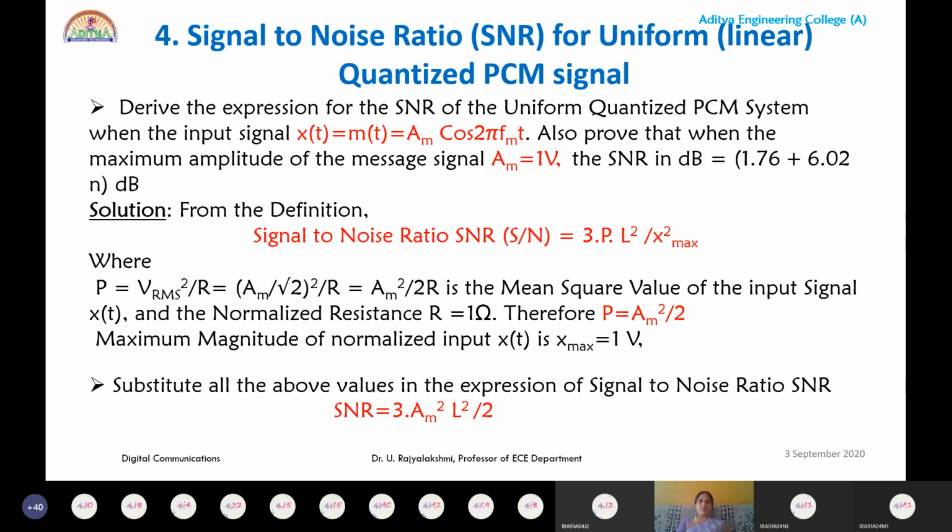Here we have one example, and before going to this example, one of the students please respond and tell me what is the general expression for quantization noise power. Only two expressions you should remember: one is quantization noise power and another is SNR for the PCM. So what is the expression for quantization noise power, capital N? One of the students please respond and tell me.